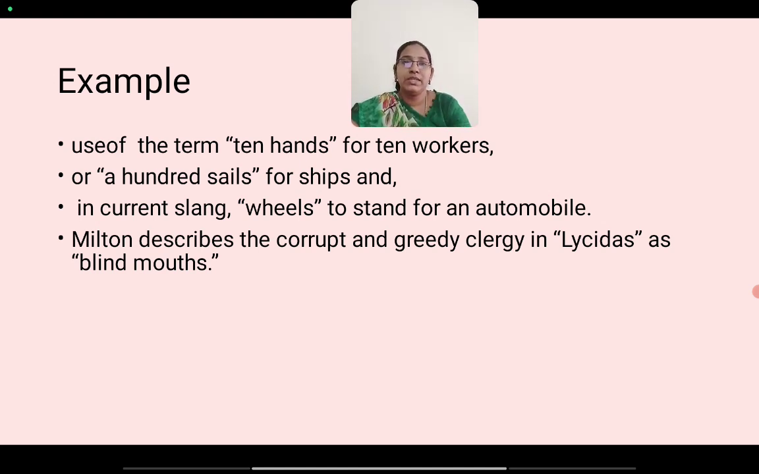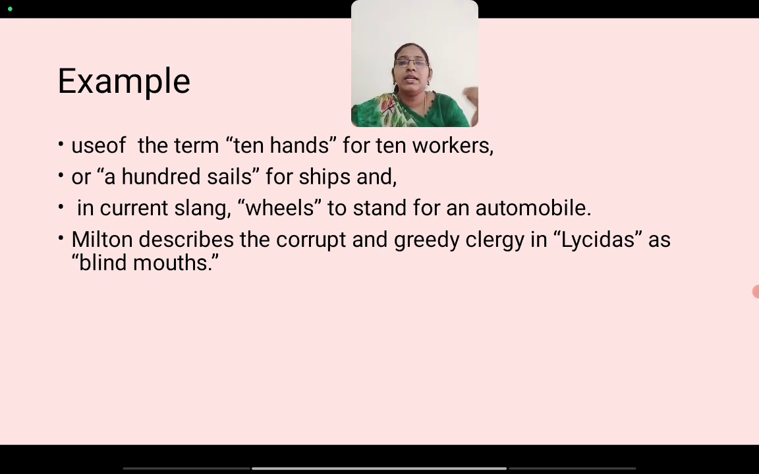For example, if we say we need 10 hands to complete this construction work, it means that we need 10 workers to complete the job. It doesn't mean 10 hands; each person has 2 hands, so only 5 persons' hands are needed. It's not like that. 10 hands means 10 workers.